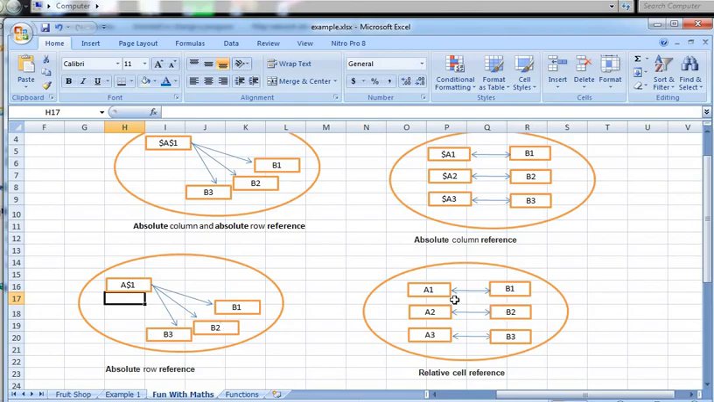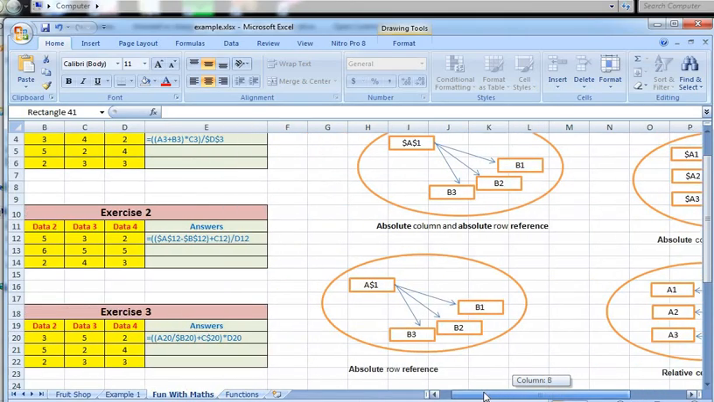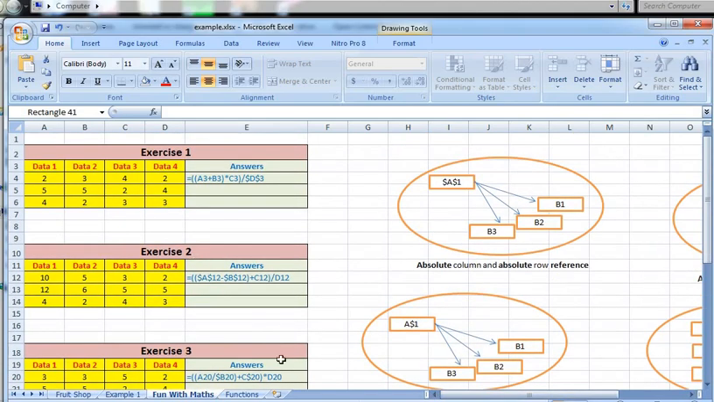Okay. Next is the relative cell references. It's the normal way, A1 with B1. When you're just adding, A1 plus B1, A1 subtract B1, any way you can use this. So, relative cell references. Looking at these 4 examples, let's continue with the first picture.